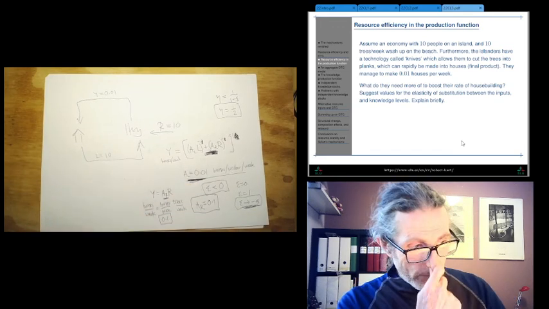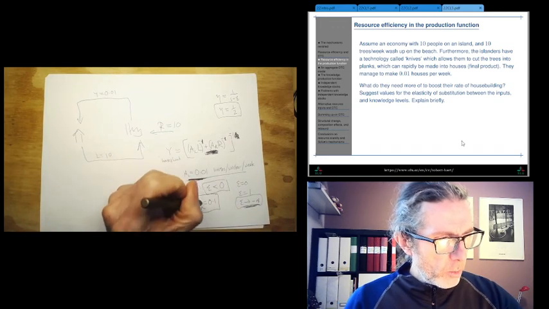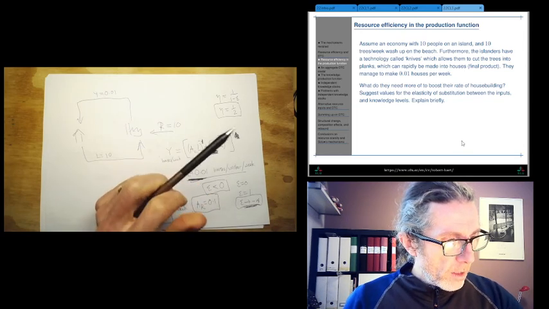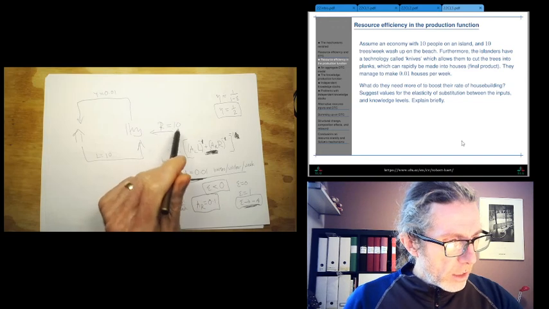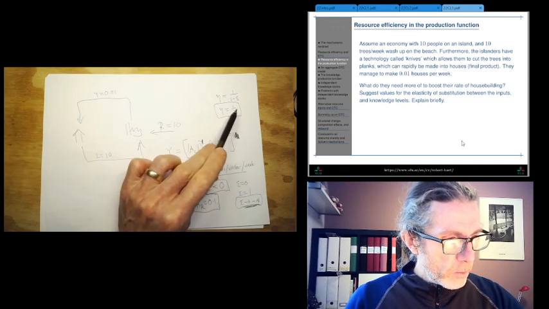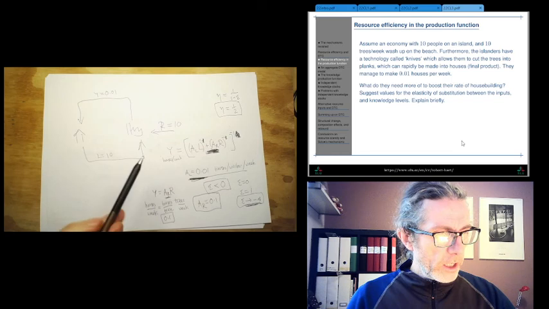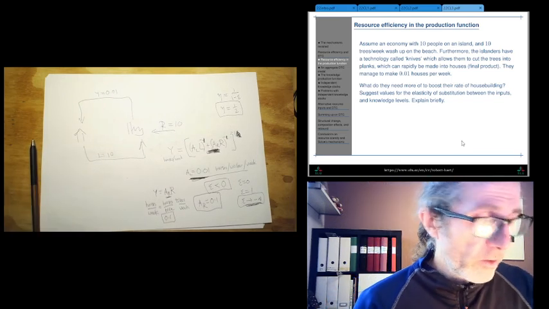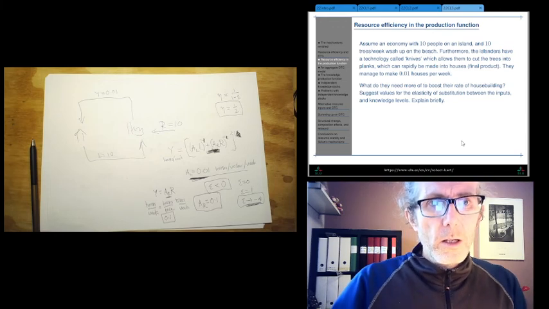Okay? So AL is 0.01, AR is 0.1, and the elasticity of substitution is a half, or epsilon is minus 1. Would be reasonable numbers to choose. Okay.